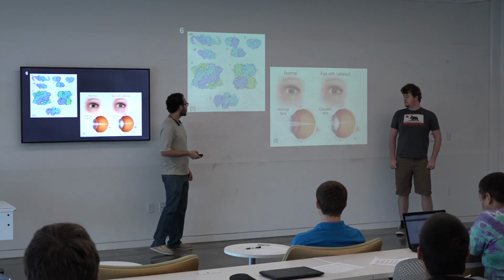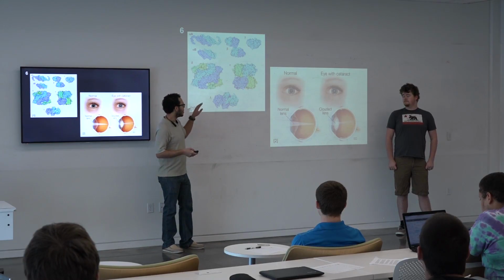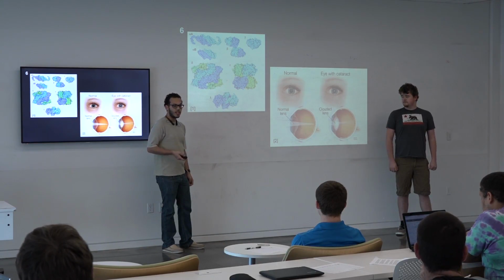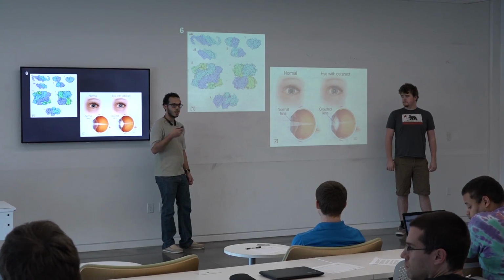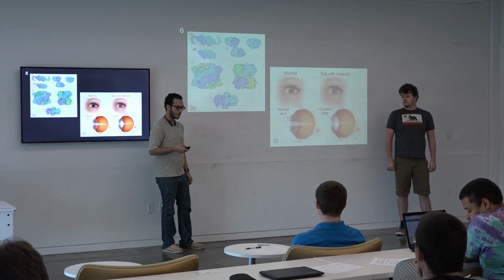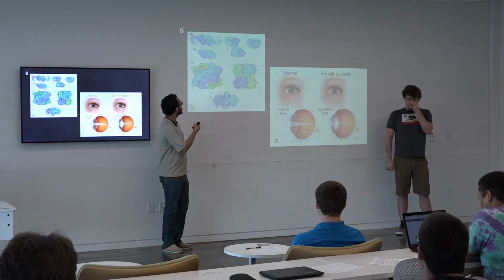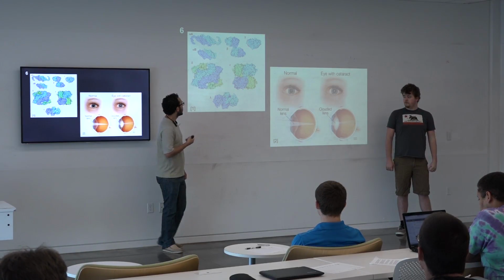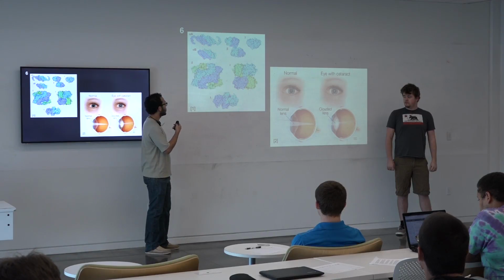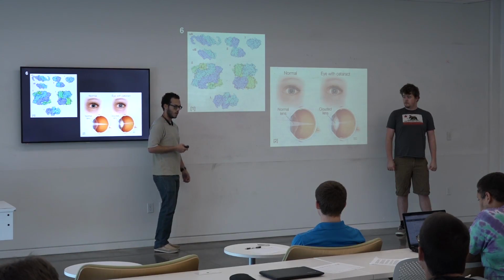Now, what's important about these two? Both of these are responsible for maintaining the transparent structure of the eye. So what happens is the gamma crystalline is making sure that the alpha crystalline maintains the structure, not failing.